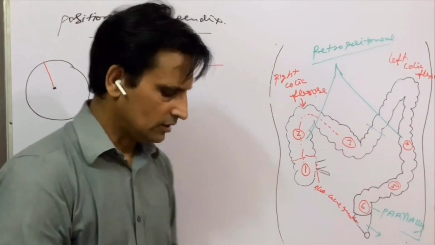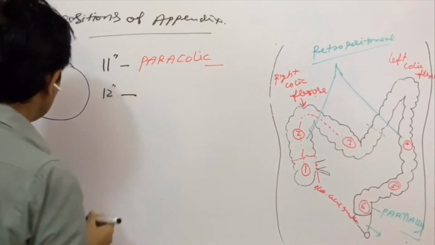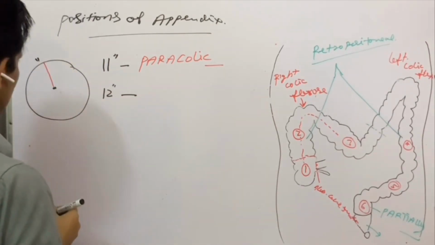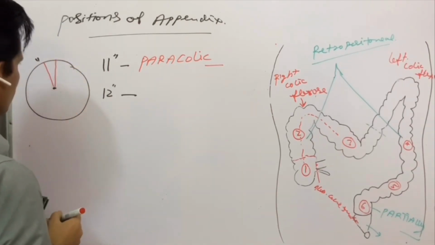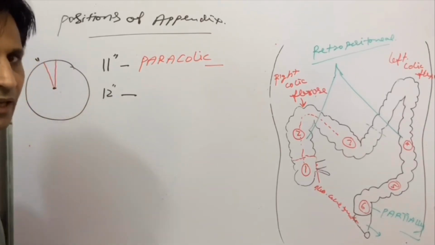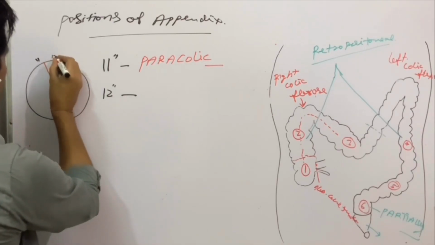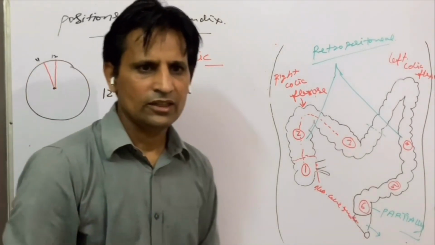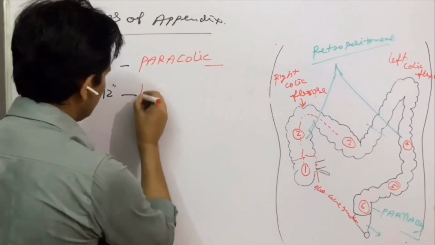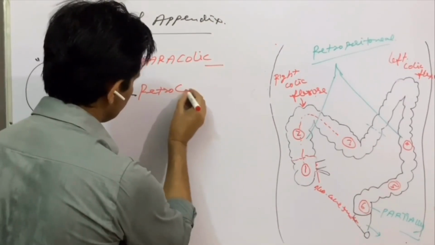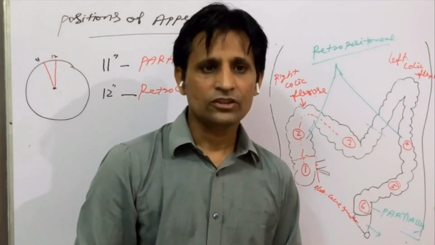And the second one is the 12 o'clock position. So this one is 11 o'clock, this one is 12 o'clock, meaning just behind the cecum. It ascends just behind the cecum, and that's why this 12 o'clock position is known as the retrocecal position. Correct.